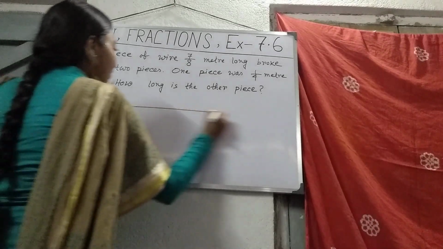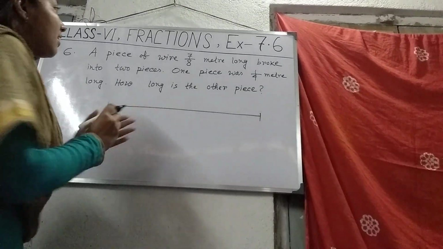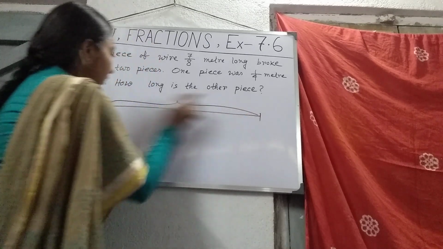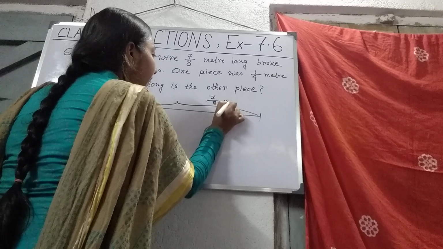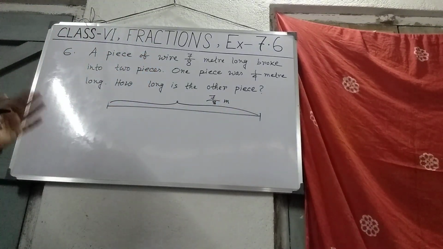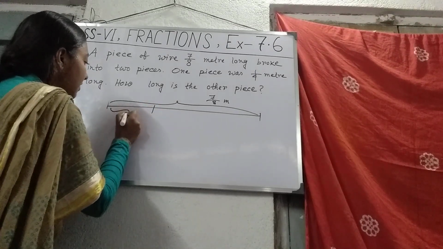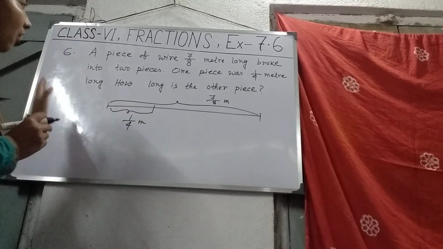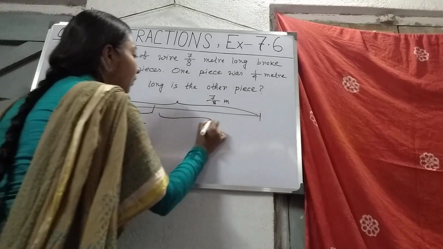So, I am drawing at first. Suppose this is the wire which is 7 upon 8 meter long. The entire wire is 7 upon 8 meter long. It broke into 2 pieces. One piece was 1 upon 4 meter long. Suppose the first piece is this. This is 1 upon 4 meter long. How long is the other piece? That means we have to find this part only.